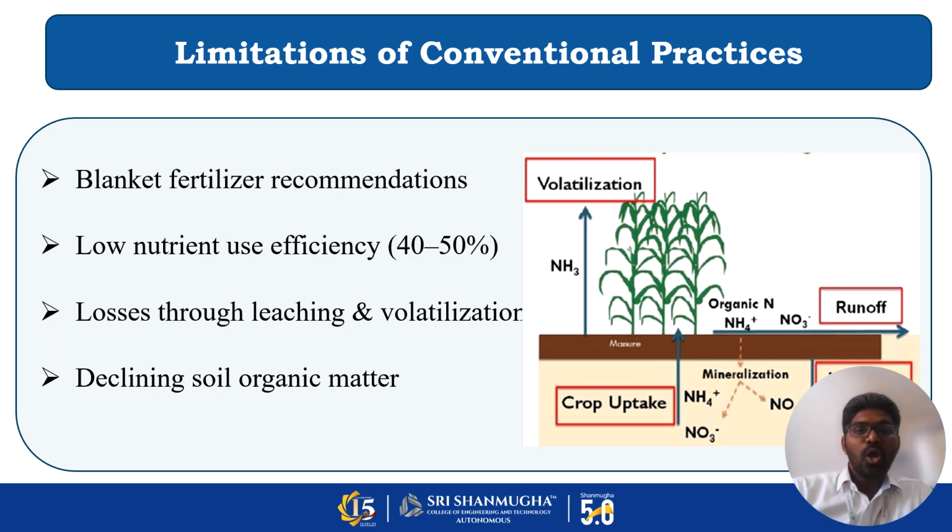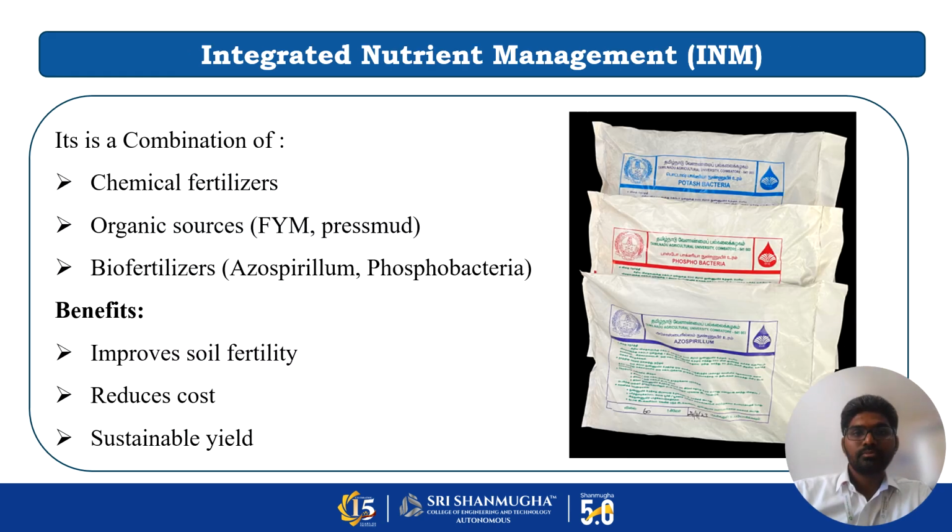There is a lot of low nutrient efficiency, generally 40 to 50%. There are losses of applied nutrients through leaching and volatilization, and decreasing soil organic matter. These are the reasons why nutrient management is failing in the conventional system of sugarcane cultivation.